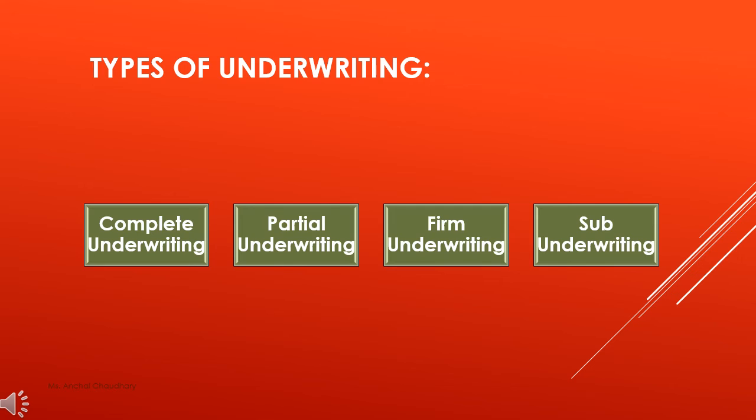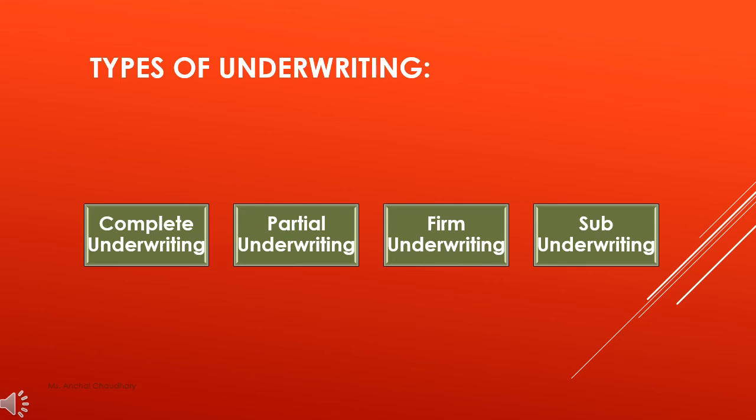Types of underwriting. Complete underwriting. In case the entire issue of shares or debentures of a company is undertaken, it is said to be full or complete underwriting. Such an underwriting may be done by one underwriter or by a number of underwriters. If the full issue is underwritten by one underwriter, then his liability will be equal to the number of shares or debentures underwritten minus shares applied for.